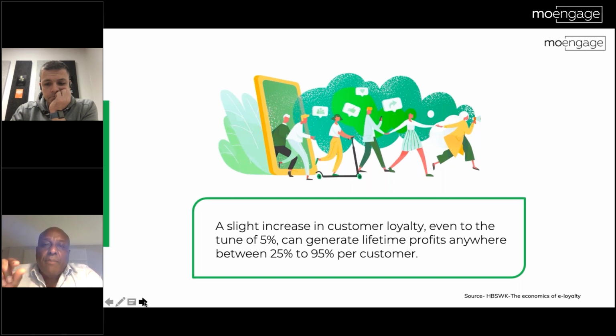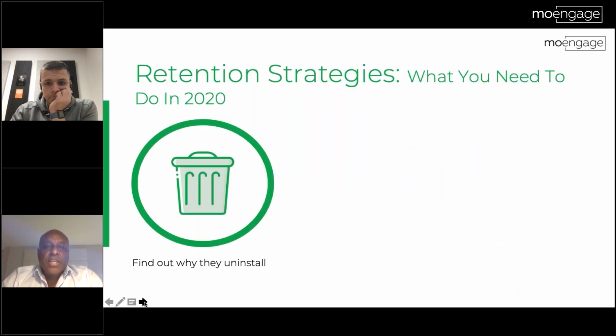So if just a small number of those people stay with you, not having to be retargeted, not having to be paid for again, it gives you a big change in profit. So retention is really important. I'm not telling you anything you don't know, I'm just putting it in some context. So what do you need to do?